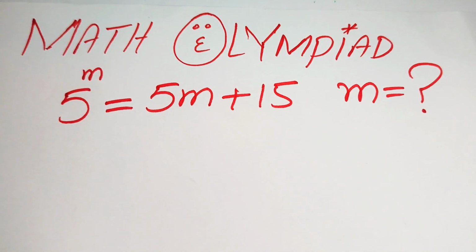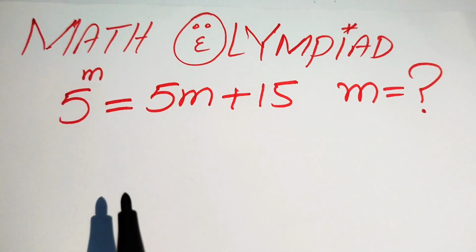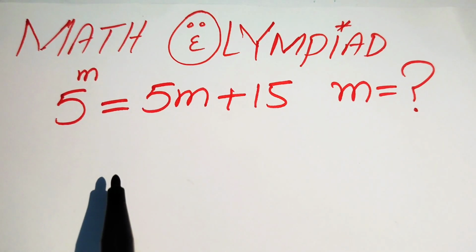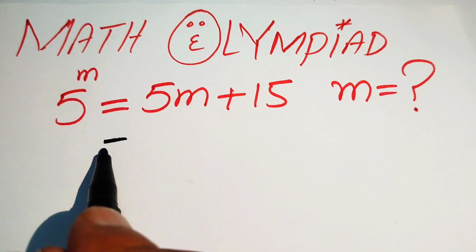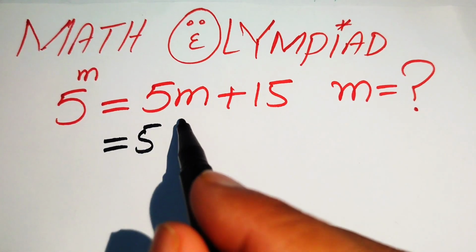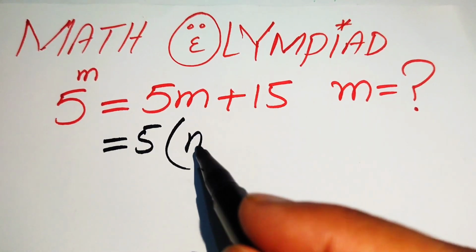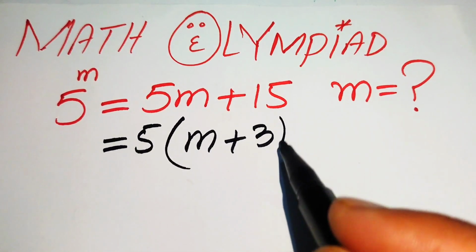So the very first step we are going to do is focus on the right hand side. You see here we have 5 as the common term, so we take it common here and we get 5 times (m + 3).